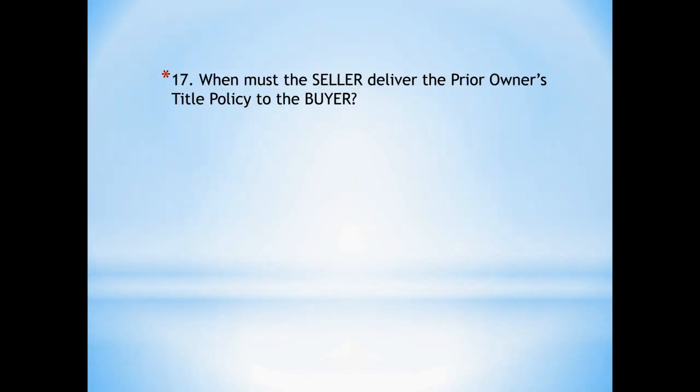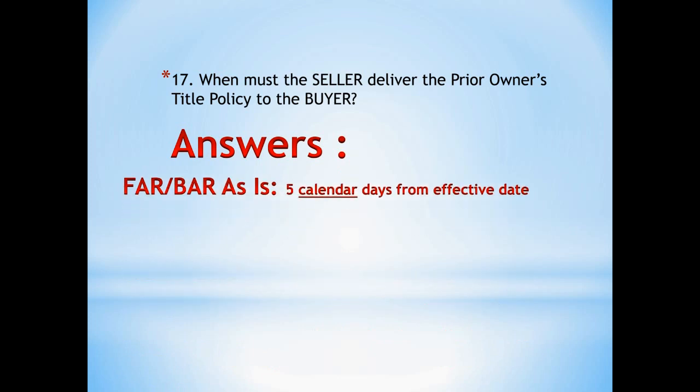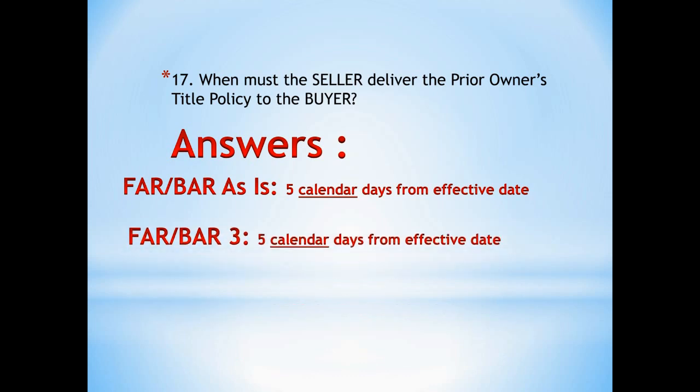Last question, number 17. When must the seller deliver the prior owner's title policy to the buyer? Do you guys know that one? Number 1, the FAR/BAR As Is, they have 5 calendar days from the effective date. Under the FAR/BAR 4, again, they have 5 calendar days from the effective date. Notice that is not 5 days from closing. That's 5 calendar days from the effective date.